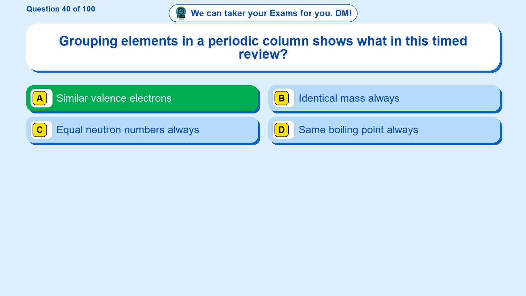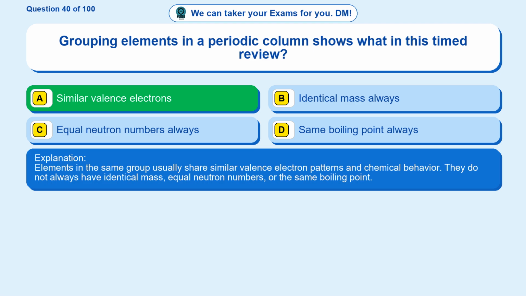The correct answer is option A. Similar valence electrons. Elements in the same group usually share similar valence electron patterns and chemical behavior. They do not always have identical mass, equal neutron numbers, or the same boiling point.